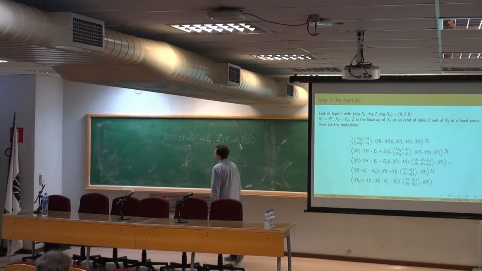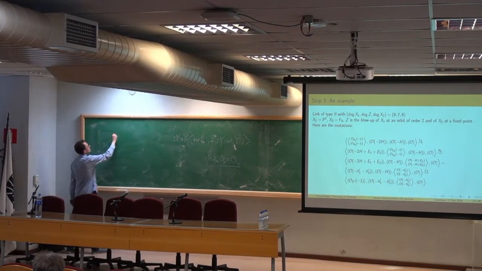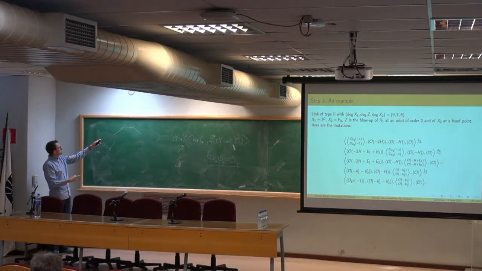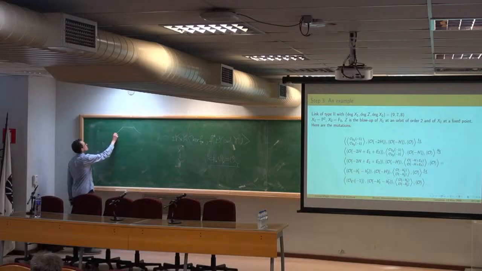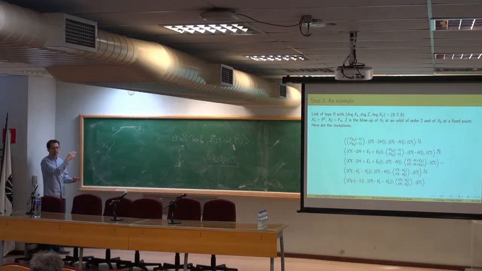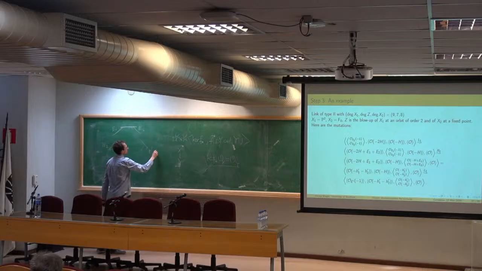Yes, I blow up 2 points on P2, and get a surface with 3 minus 1 curves organized into a chain. These are 2 exceptional divisors, and this is an extra minus 1 curve. And I can contract this extra curve and go to P1 times P1.